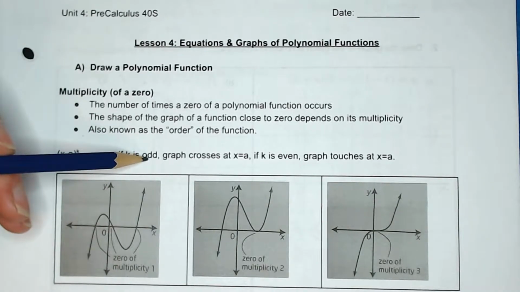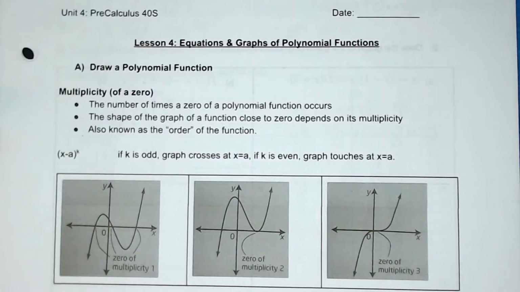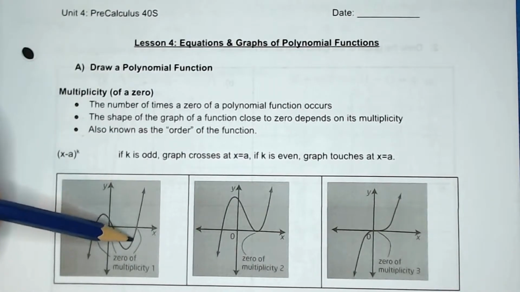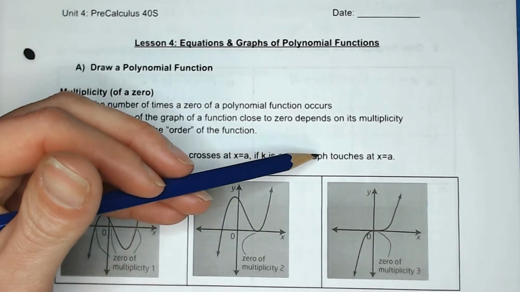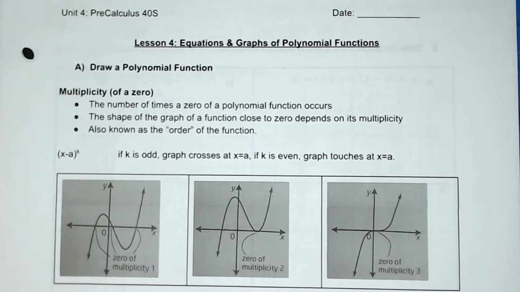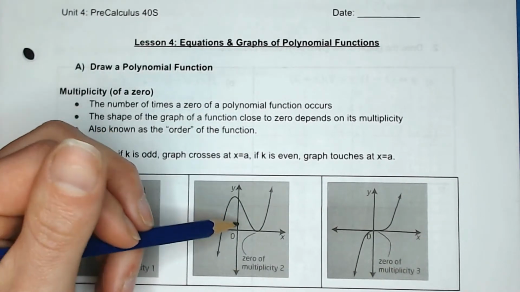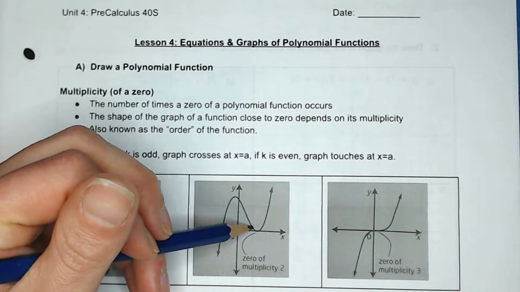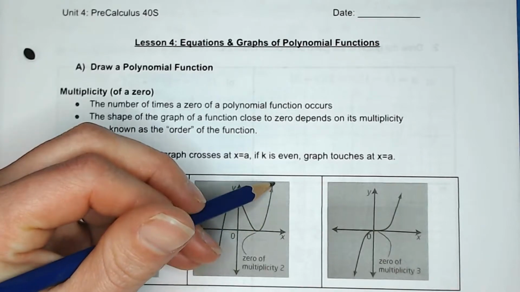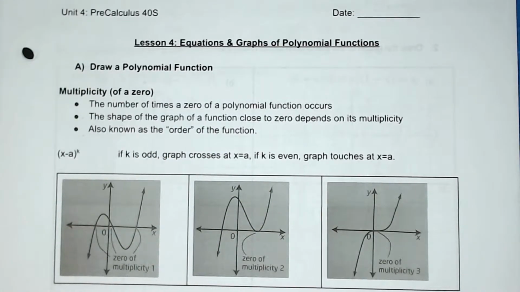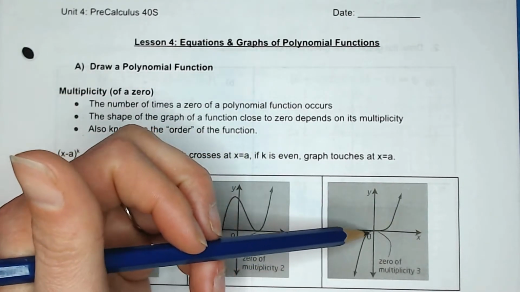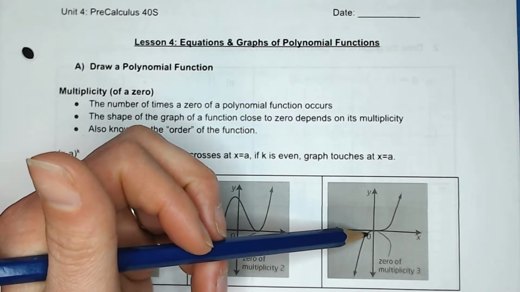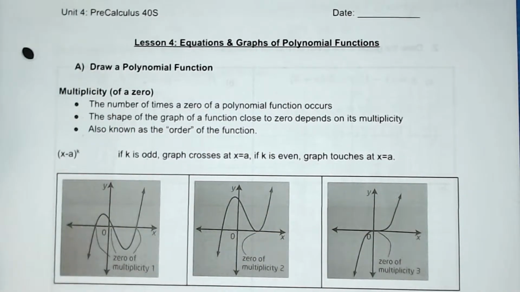If k is odd, the graph crosses at x equals a. If k is even, the graph just touches at x equals a and changes direction. So here is an example of an even multiplicity where you can see it just goes up to 0, touches it, and then continues back in the other direction. In this graph, the zero has a multiplicity of 3. The graph is kind of going up and down along the lines there, and it's crossing at the x-axis.